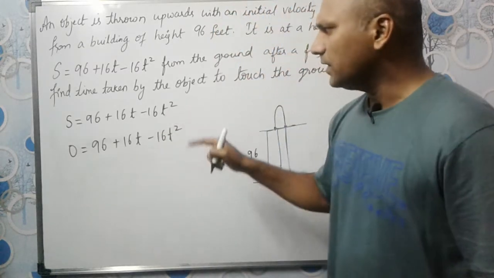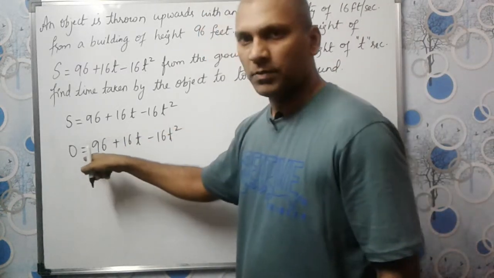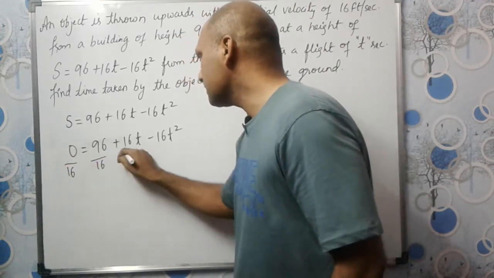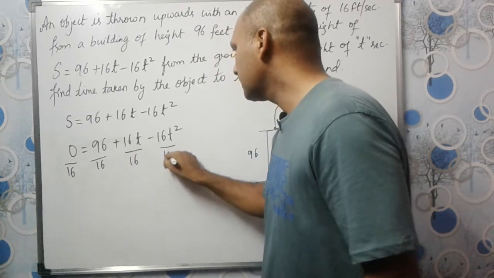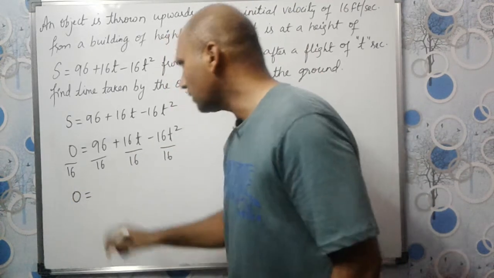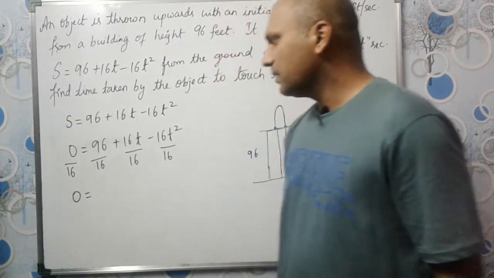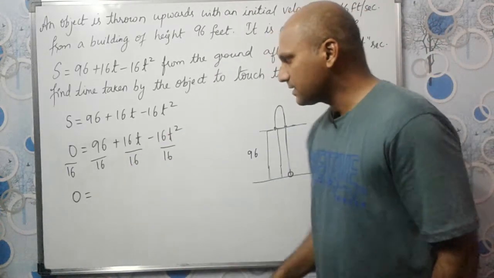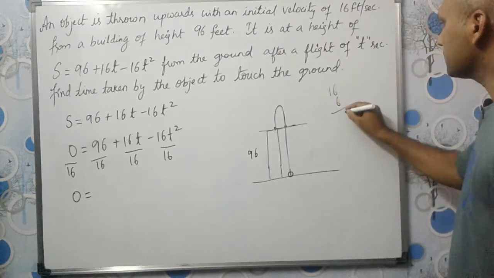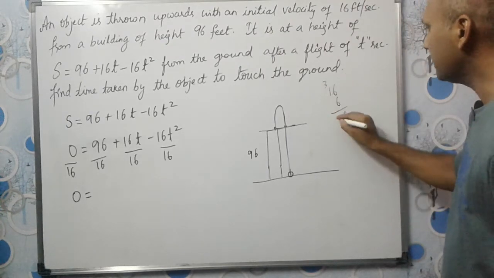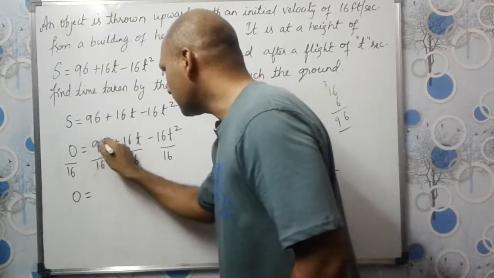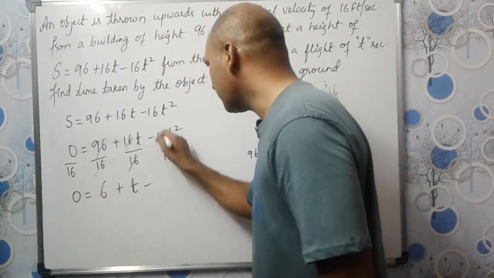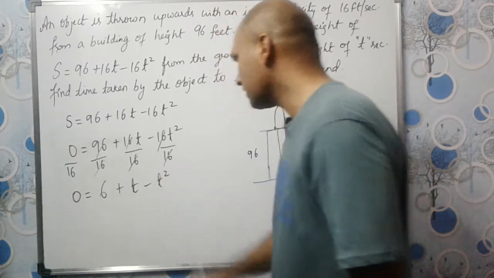So if you observe carefully, we can take 16 common, or we can divide both sides by 16. To make things easier, let us divide by 16. Okay, so we have 0 by 16 is equal to 0. 96 divided by 16, okay, will give us 6. See, 16 sixes are 96, so it will go 6 times. So this is 6 plus 16 will get cancel, it is t, and 16 cancel, it is t square.